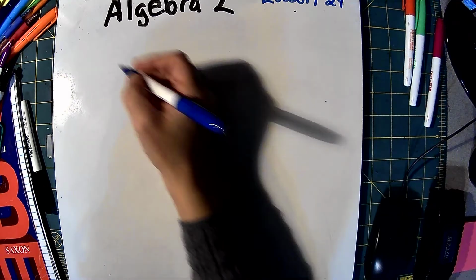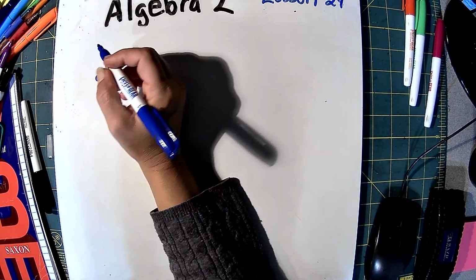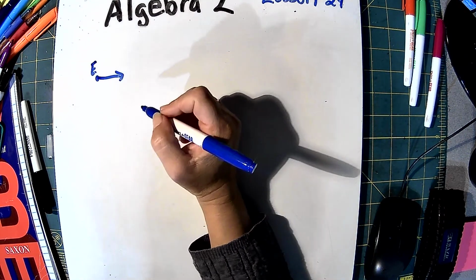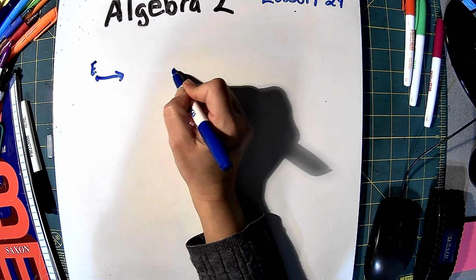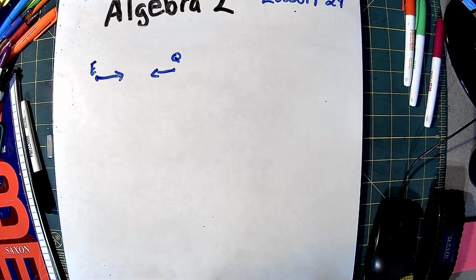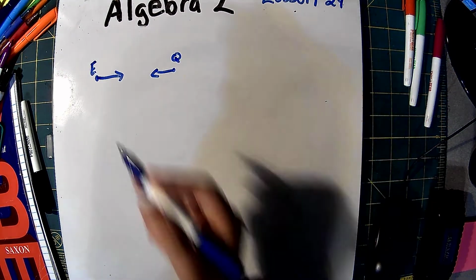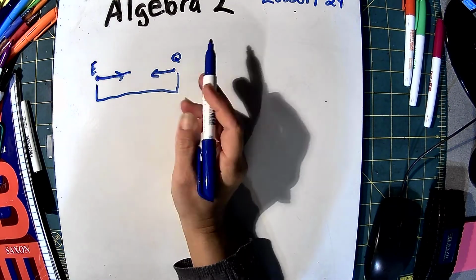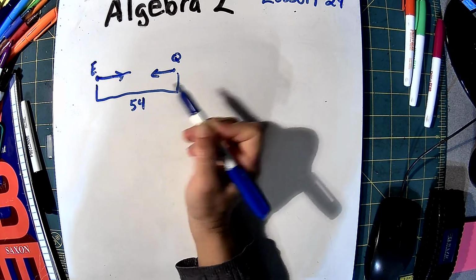All right, we're going to need a diagram for this one. So we've got Edward, and he's going this way. And then we've got the Queen, and she's going that way. And it says they were 54 miles apart, so we know that the distance of the Queen and the distance of Edward is going to be 54 miles.